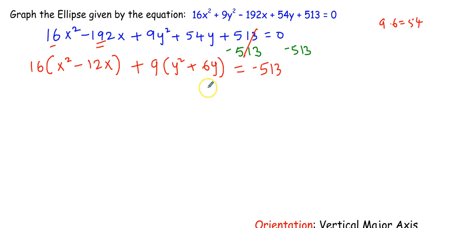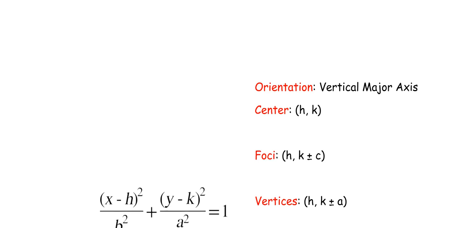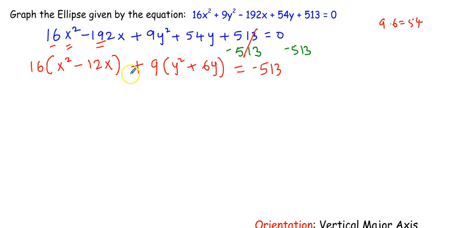minus 513. Okay, and the actual purpose of taking this 16 as a common factor is we want to have this x square by itself, and there 9 is taken out because we want to have this y square by itself, so that we will attain our standard form of equation of ellipse like this, x minus h. We want to have x by itself and y by itself. That is the main reason for taking out the common factors.